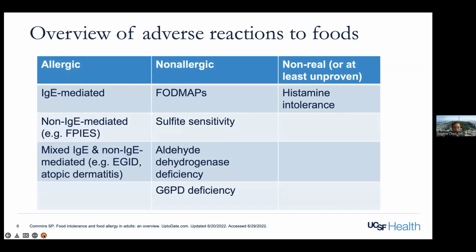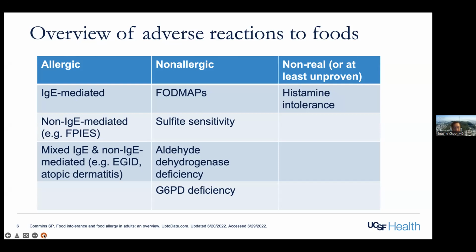Broadly speaking, when we as allergy immunology doctors see someone coming in with a complaint about adverse reactions to foods, there's really three large buckets that we're thinking about. So really they fall into allergic, not allergic, and then basically not real.